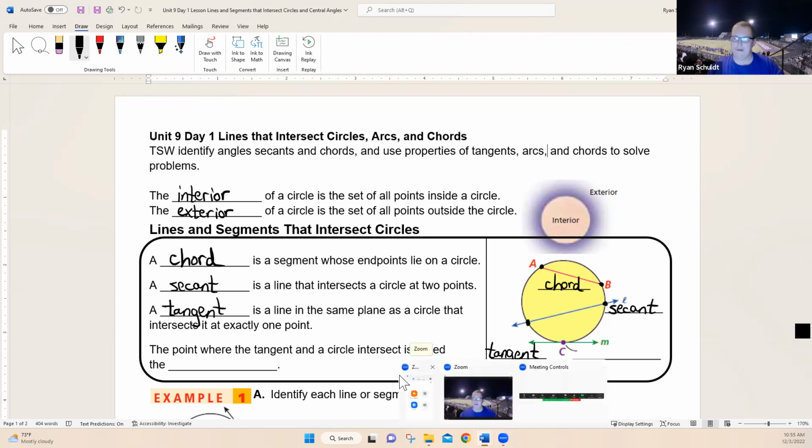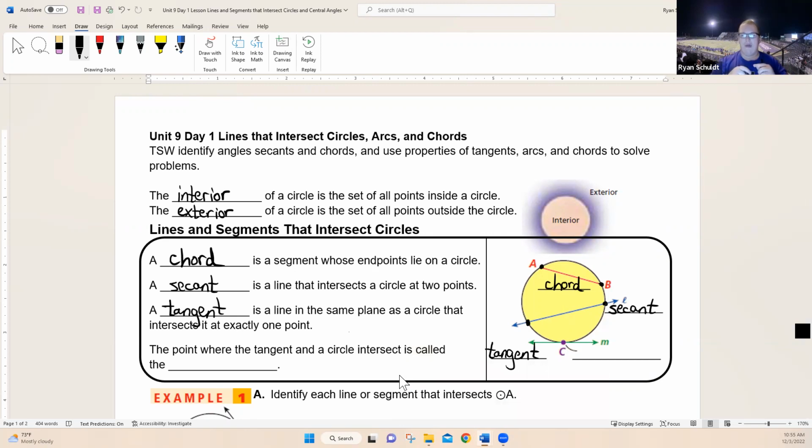And then the point where the tangent and a circle actually touch, like if this is the edge of your circle, that point where they touch, that is called the point of tangency. So again, in our picture, point C is our point of tangency.